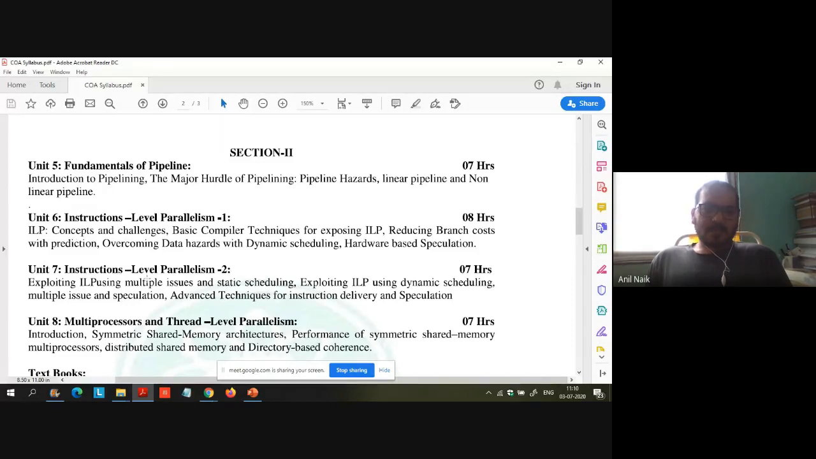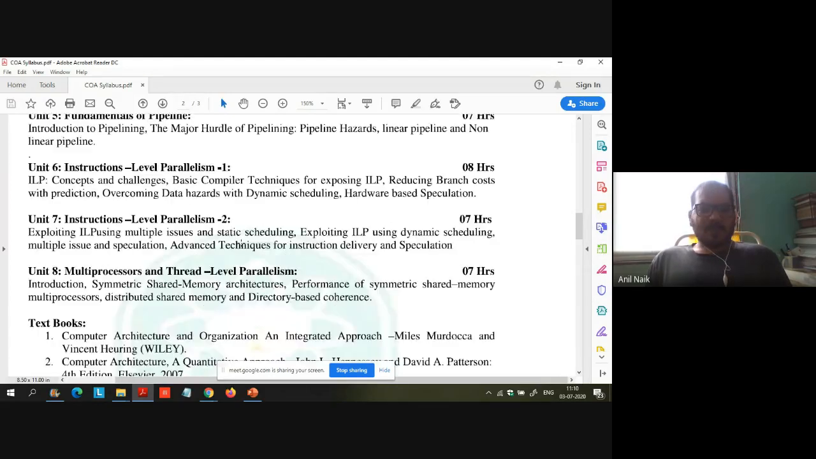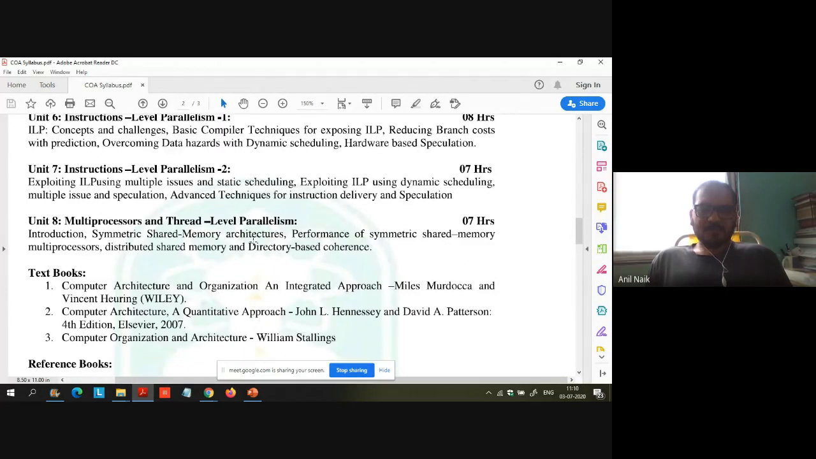And the sixth and seventh chapters are the same. It's instruction level parallelism, which is also an extension of the pipelining techniques. And the multiprocessor concepts we'll discuss in the last chapter: memory sharing, distributed shared memory, directory based. So these are all the multiprocessor concepts that we study in the eighth chapter.